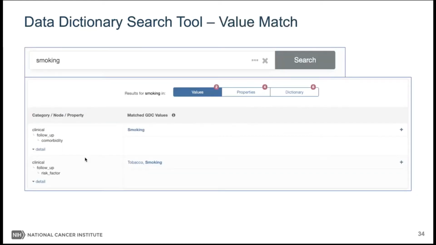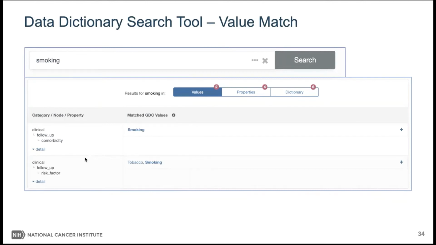So let's say I'm a user and I have some very rich data about tobacco smoking. So I want to know how the GDC can accept this data in its dictionary. So I would type smoking into the main field for the data dictionary search tool. And once a search happens, you can see we have 3 tabs here: values, properties, and dictionary. Values shows the enum values that match to the word smoking. So as you can see, we have 2 here.